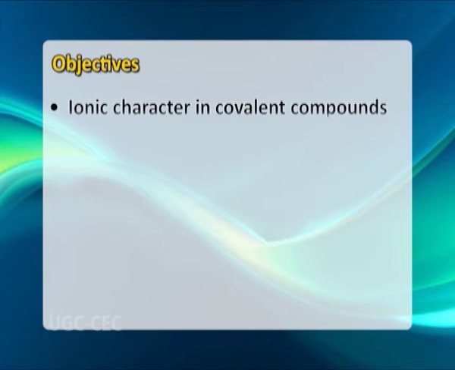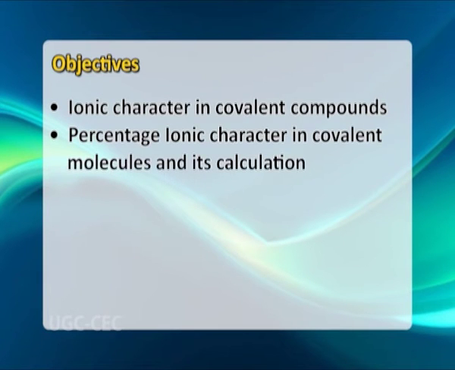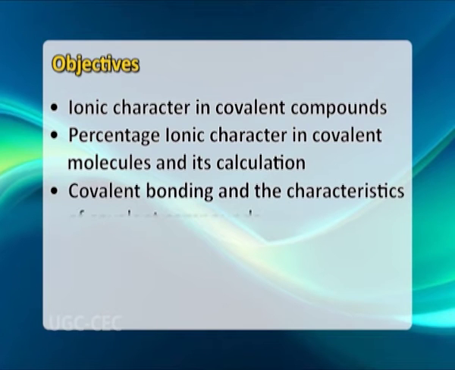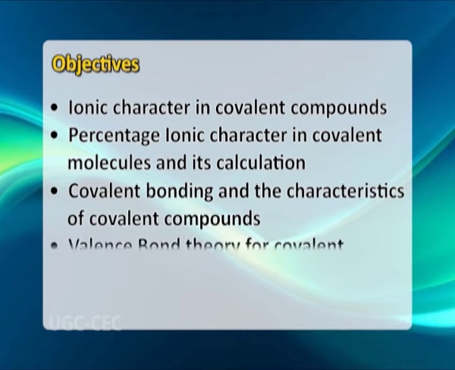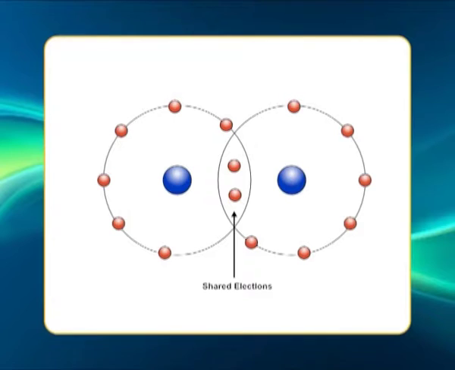Welcome students to this lecture of the unit Chemical Bonding and Molecular Structure. In this lecture, we will discuss the following topics: ionic character in covalent compounds, percentage ionic character in covalent molecules and its calculation, covalent bonding and the characteristics of covalent compounds, valence bond theory for covalent molecules and its impact on structure and bonding. The bond formed between any two atoms is not a purely covalent bond.